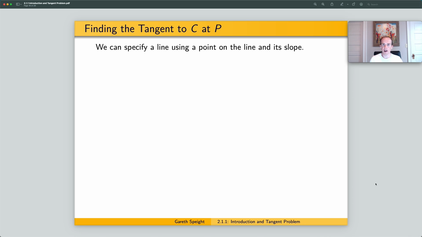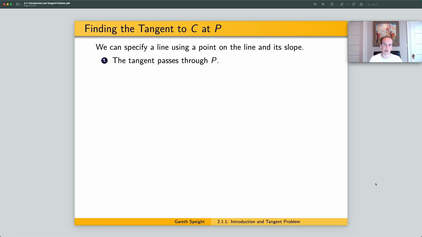Since we're interested in finding the tangent at a point P that is normally given to us, that gives us a point on the line for free, right? The tangent line passes through P. So the only thing we have to do is come up with the slope of the tangent line. Okay, and that is slightly harder. So we break it into 2 steps.